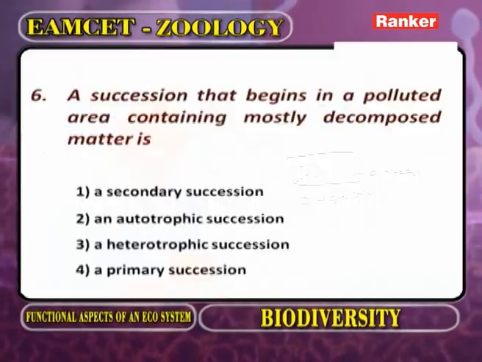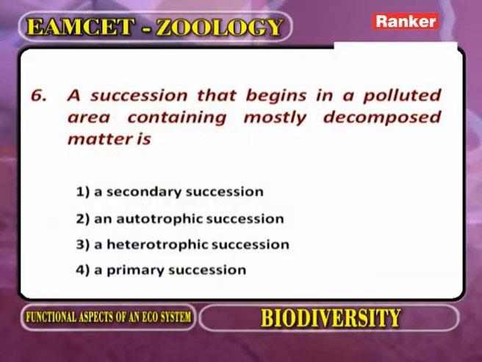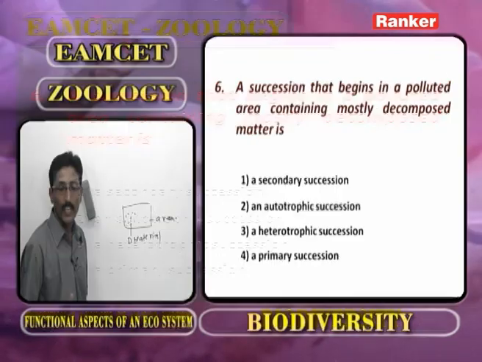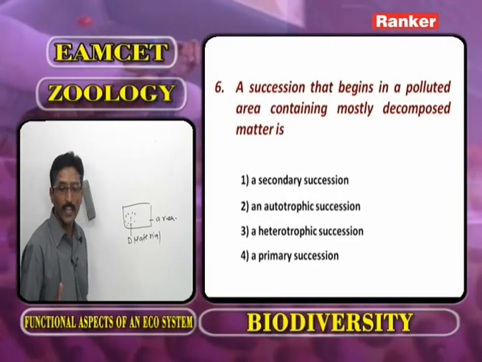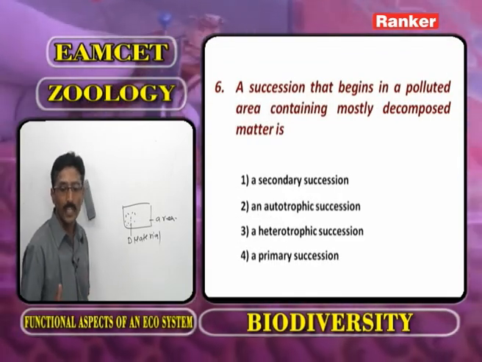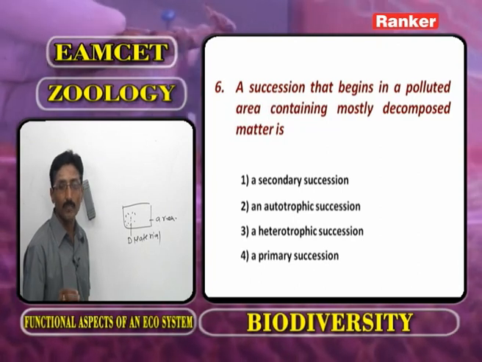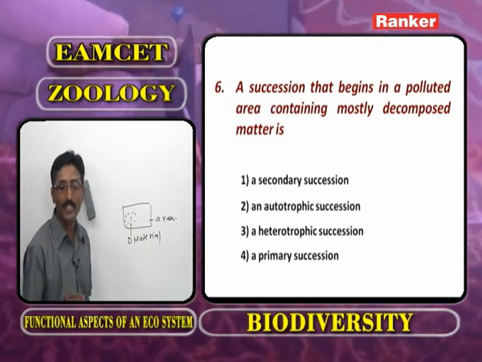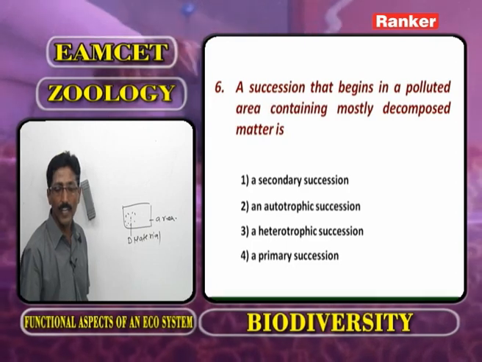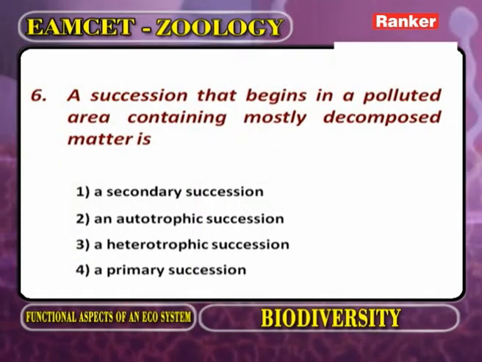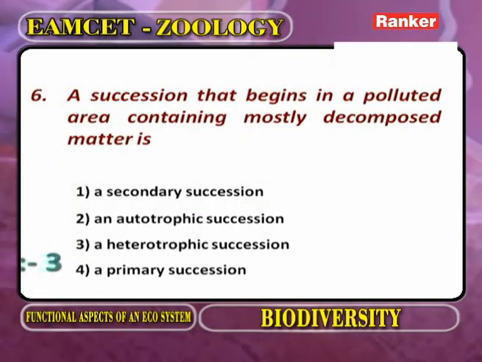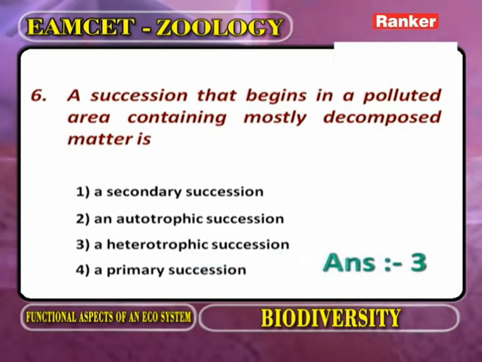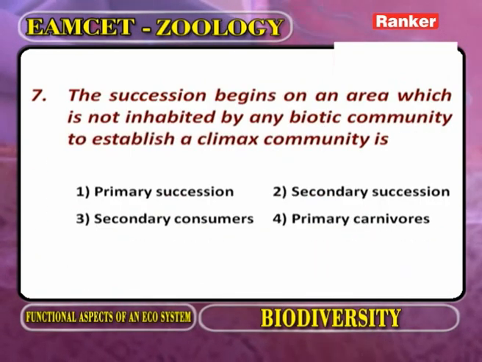Now here, a succession that begins in a polluted area containing mostly decomposed matter, that is a secondary succession, an autotrophic succession, a heterotrophic succession, a primary succession. Now based on this information, the correct answer is heterotrophic succession. The correct answer for this question is heterotrophic succession. Now we go for the next question.